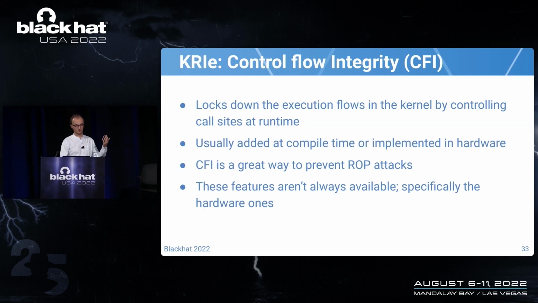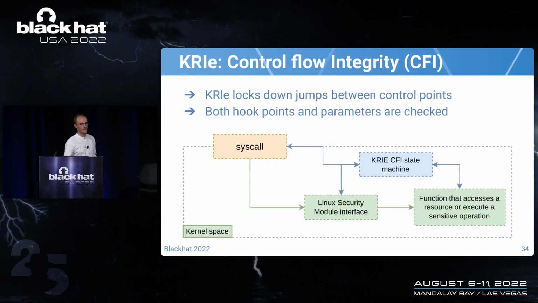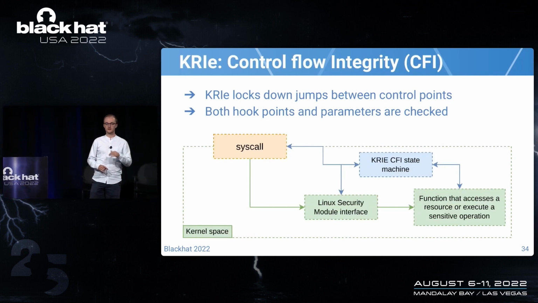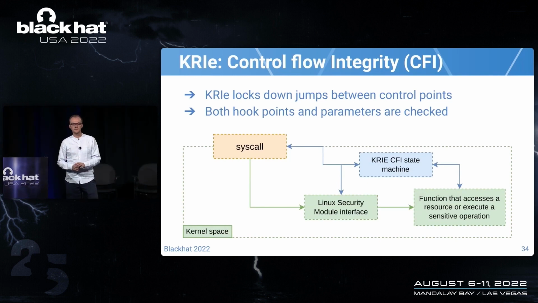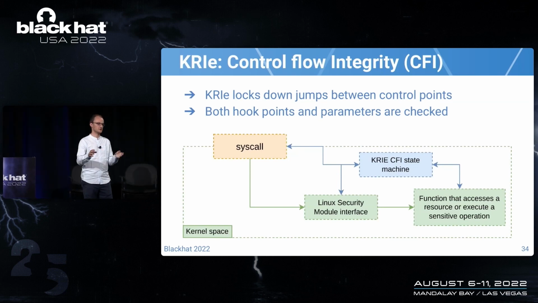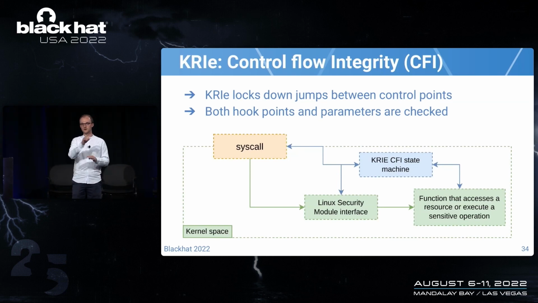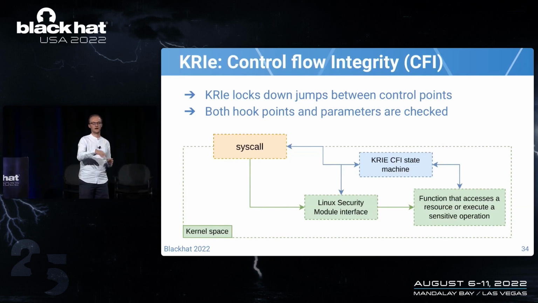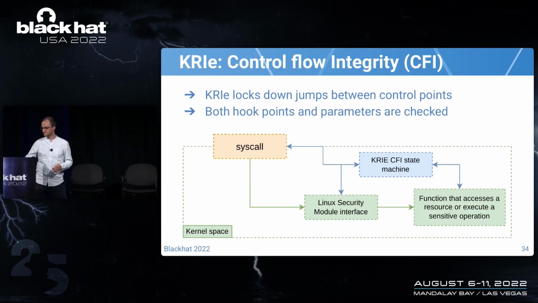So what can we do with eBPF? Well, instead of trying to lock down all the call sites, what we can do with eBPF is lock down jumps between control points. So both hook points and parameters are checked. Basically, the idea is you can't reach a low-level function that will eventually upgrade your credentials if you've not gone through first a syscall that is linked to credentials update, and then through the Linux security module, the LSM interface that is basically handling all mandatory access control.